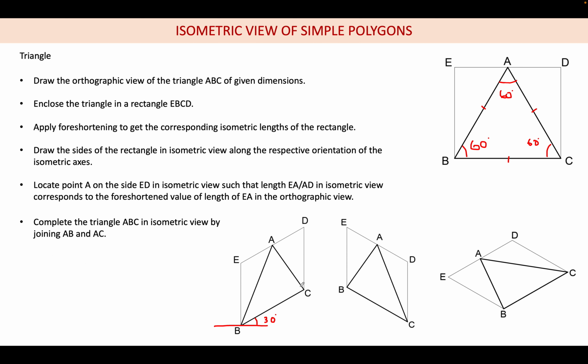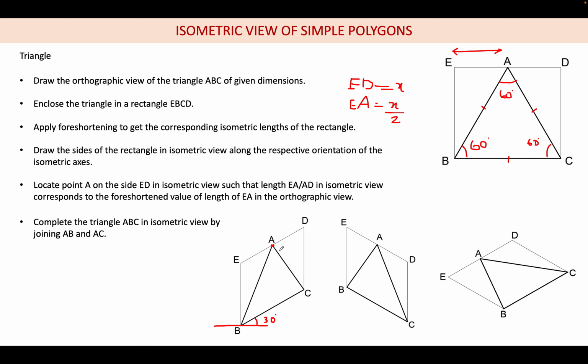So after drawing the rectangle, now I am going to measure the value of EA. Suppose ED is equal to X, so EA will be X by 2. Since it is an equilateral triangle, A will be at the midpoint of ED. So at the midpoint I am going to locate the point A. After locating that point A, I am going to draw two lines connecting one to B and another to C. So this is how we are going to draw the triangle.